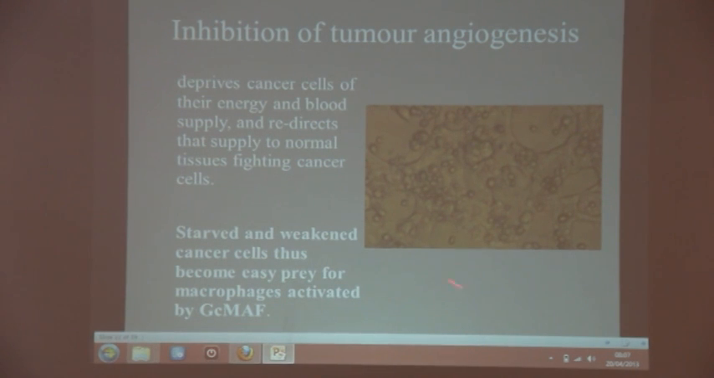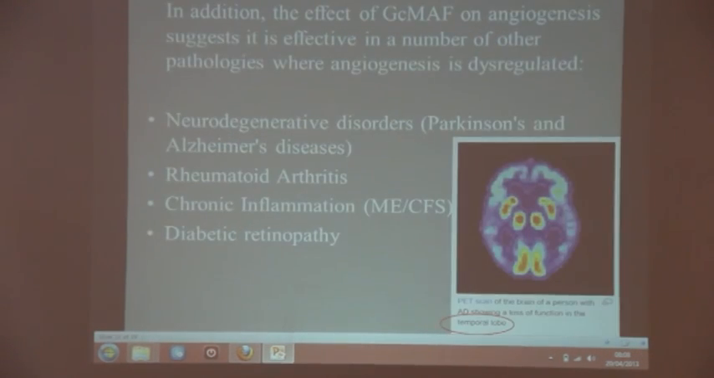Now, when a tumor has its angiogenesis blocked, of course, it is deprived of the energy and blood supply that is redirected to supply the normal tissues fighting cancer. And I think Dr. Smith will show you later on how starved and weakened cancer cells become easy prey for the macrophages activated by Gcmaf. May I have the next, please?